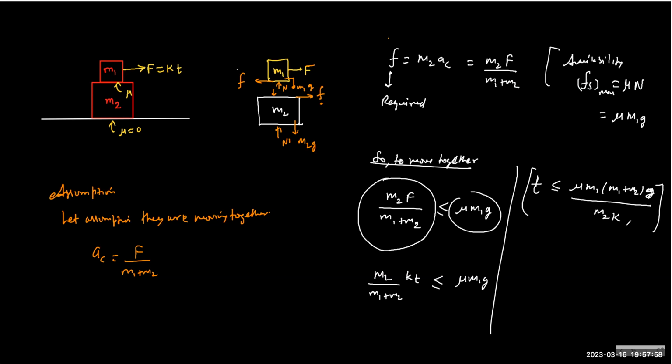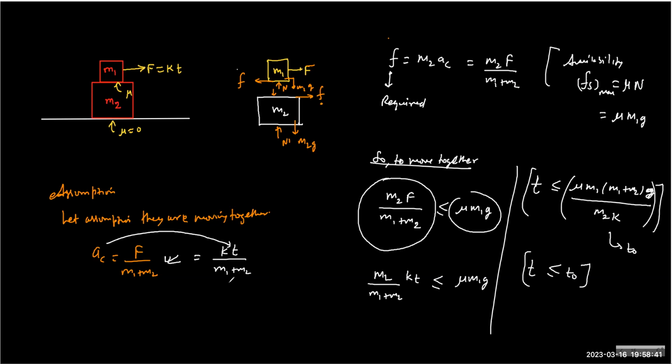Now what this equation says is that till the time T, which is less than some random symbol or number, let's call this T naught, so as long as the time is less than or equal to T naught, they will move together. And if they are moving together, then this will be the answer. This is KT by, so it is definitely proportional to time.